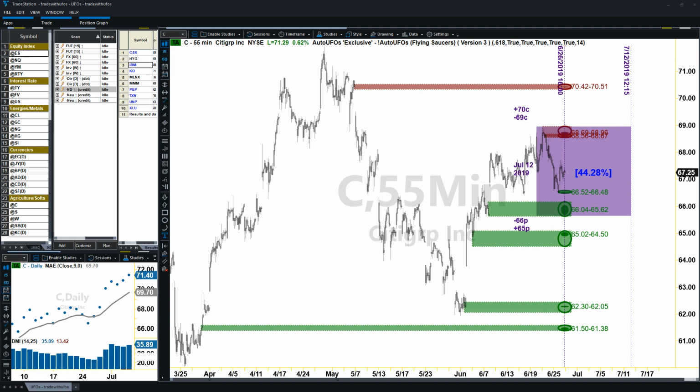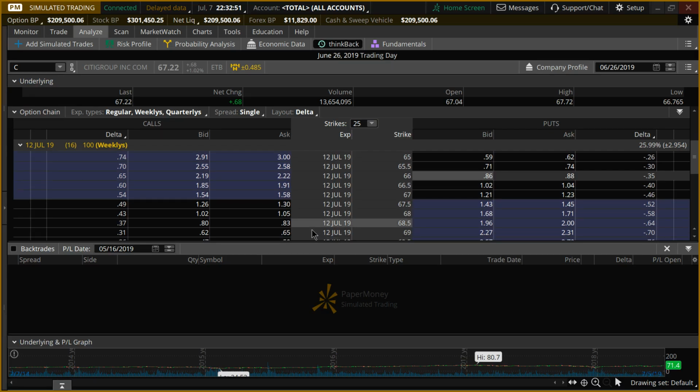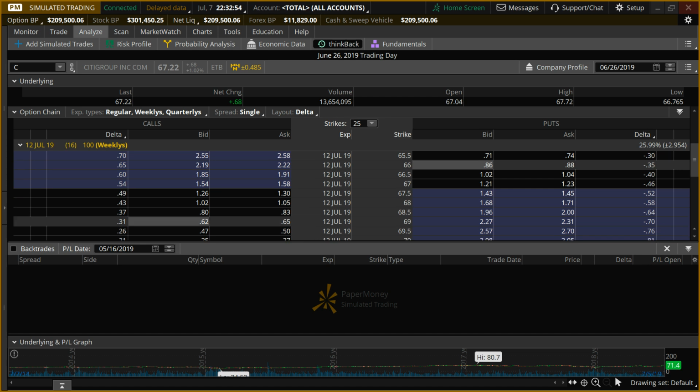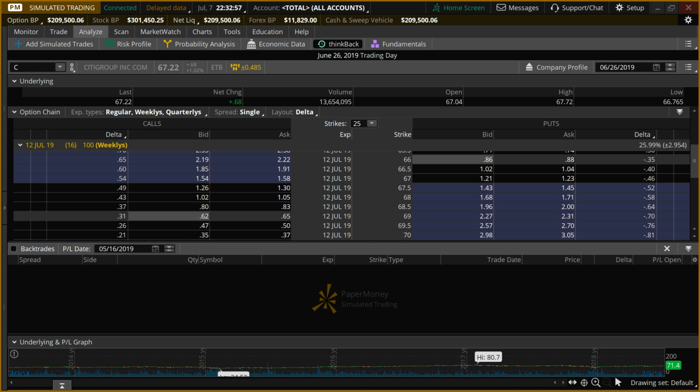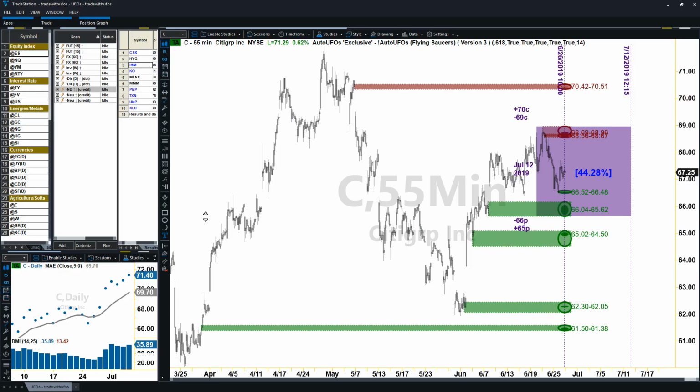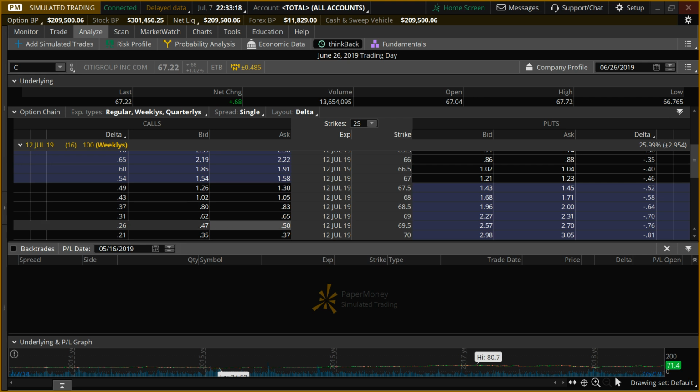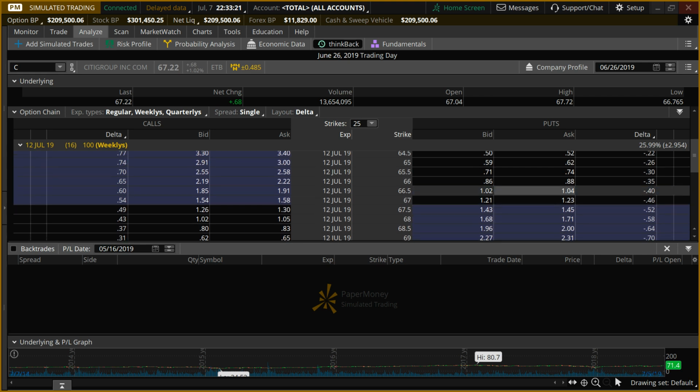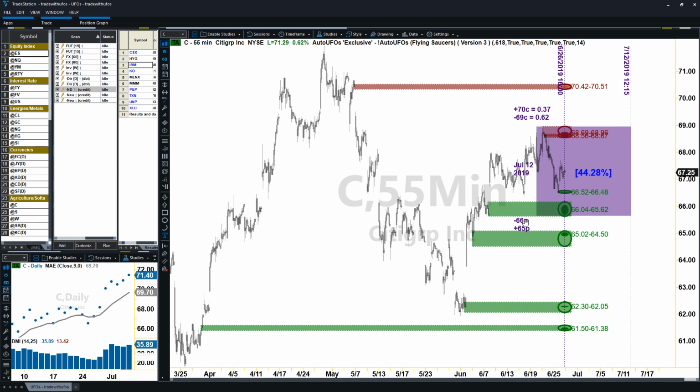Let's say you did this trade, and you sold the 69, so that would pay you 62. And then you bought the 70, you pay 37. So 62 and 37. And then on the bottom side, we have the 66 and 65, which is 86 and 62.